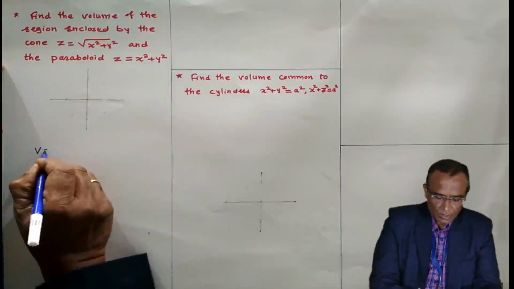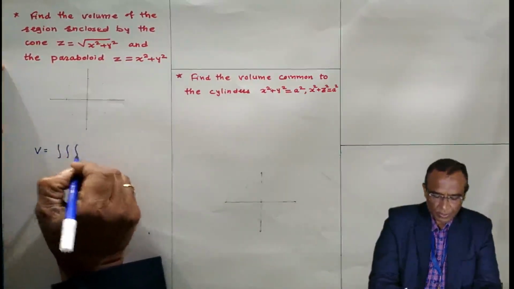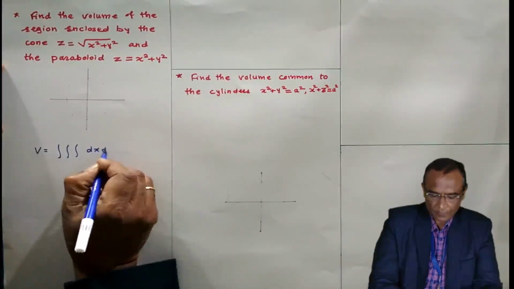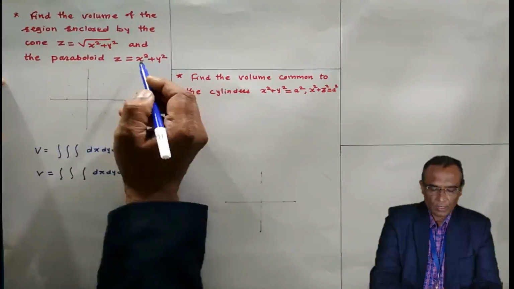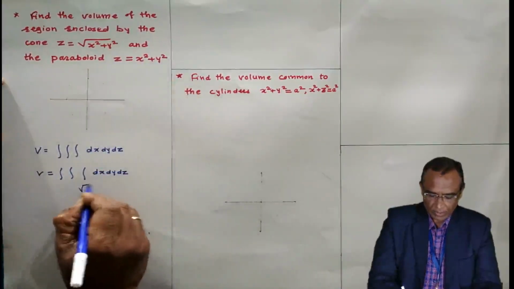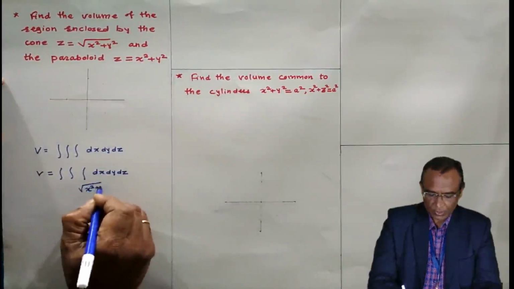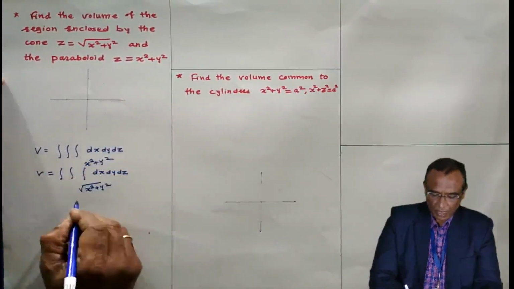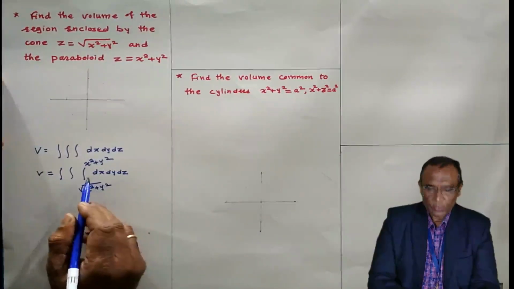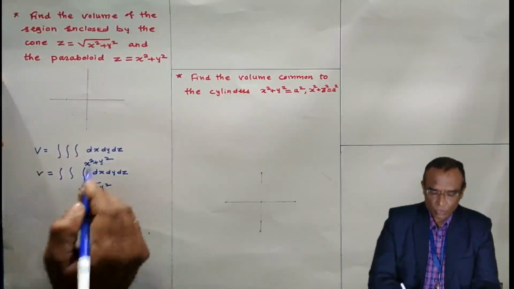Volume is the triple integral of dx dy dz. If you look at these two, we have two values of z. The first value, here I am writing, is under root of x square plus y square. The second value of z, here I am writing. And I am solving only one integral. These are the values of z.